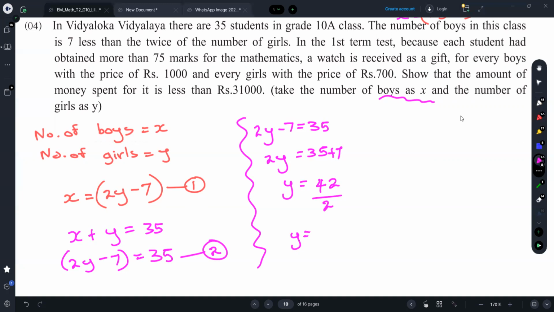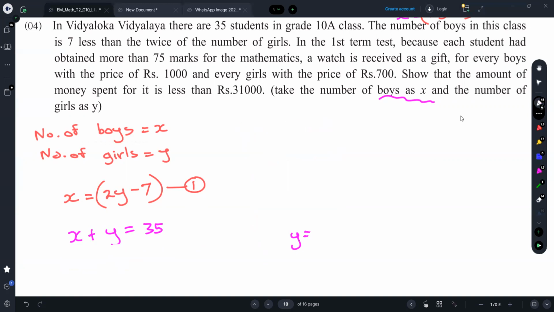Is there any problem? I have missed this plus Y. I only substituted X, but Y also comes. Then I should write like this: X plus Y is 35. Then instead of this X, I can write 2Y minus 7. This plus Y should also be there. I have missed it. 35.